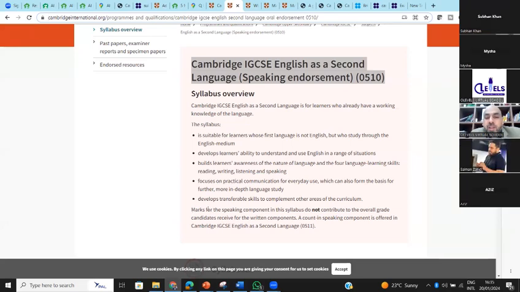Marks of the speaking component in this syllabus do not contribute to the overall grade. So there are many students from different backgrounds. Their speaking is not good, but their reading, writing, and listening are good. So their marks of speaking are not counted in it.